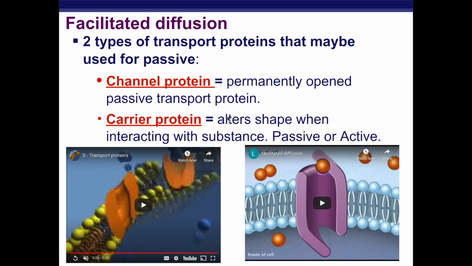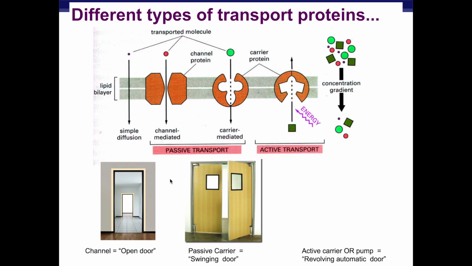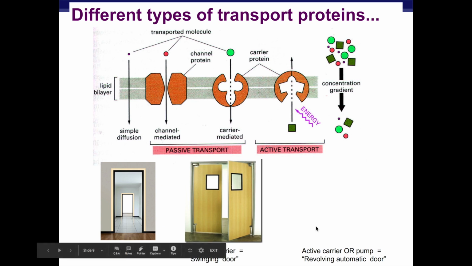With a carrier protein, though, this is very useful for very specific molecules that you want to pass through. Now, channel proteins, because it's a tunnel, are always passive, while a carrier protein can be passive or active. It's a little hard to describe. There's another video of it over here. I like to think of a channel protein as an open doorway, while a passive carrier protein is a swinging door.